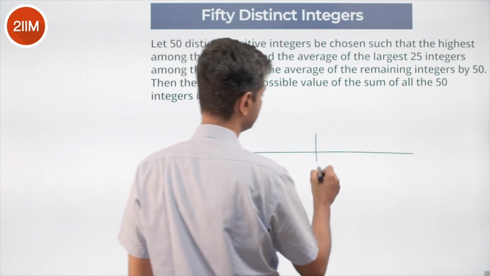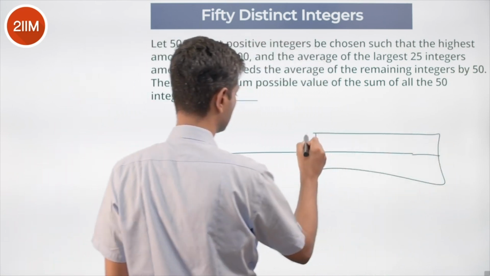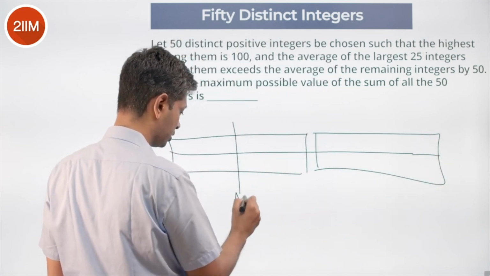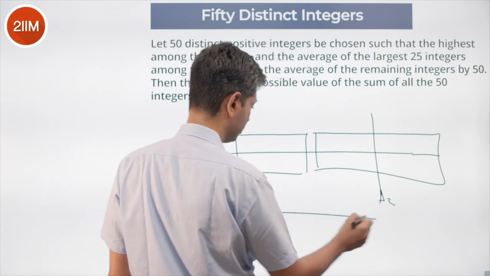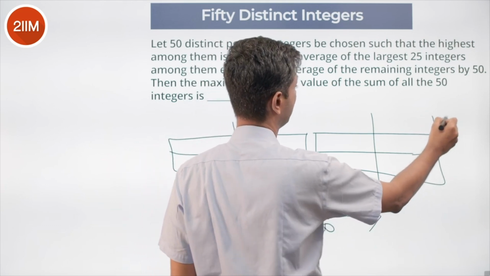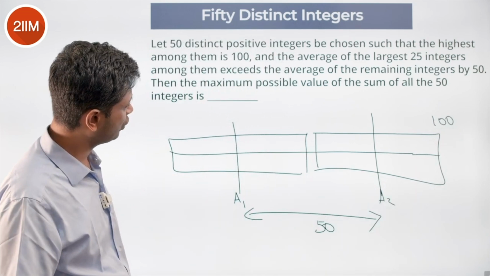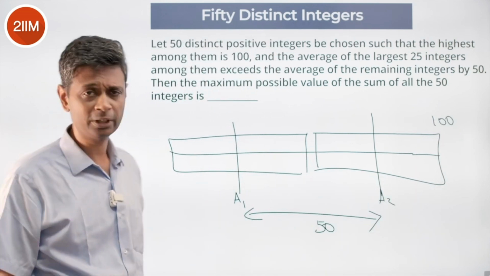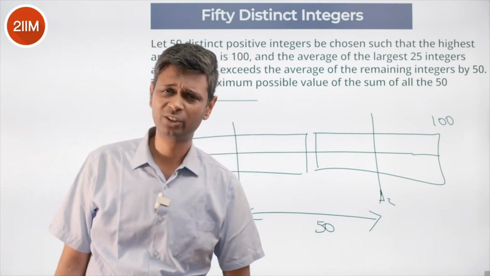So the top 25 are here, bottom 25 are here. This will have some average, and this will have some average. This difference is 50. The largest among these is 100. The average of the largest 25 integers exceeds the average of the remaining by 50. We want to find the maximum possible value of the sum of all.